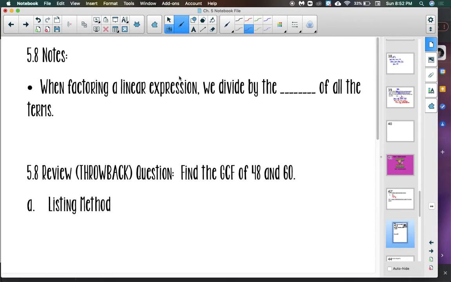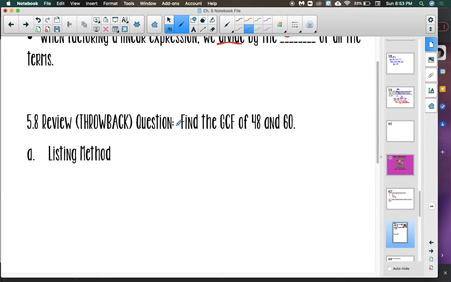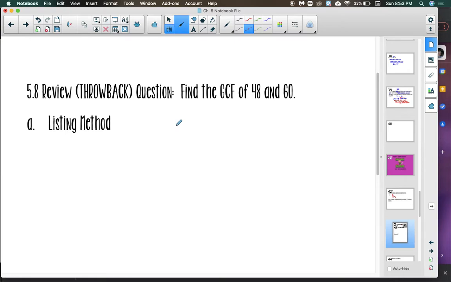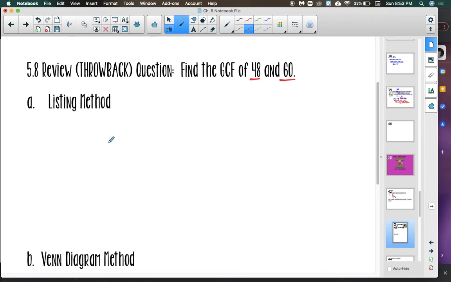Okay, so let's get started on a couple more notes here. When factoring a linear expression, we are going to do a little bit of dividing. We are going to divide by the GCF, the greatest common factor of all the terms. That means we've got to do a little bit of review on how to find the GCF. So we are going to do a throwback question here. The question says to find the GCF of 48 and 60. I've got two methods for that, and we'll go through both methods really quickly.